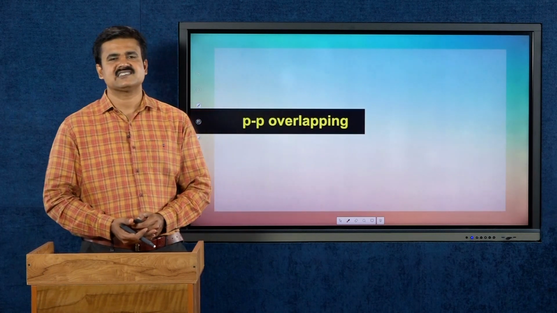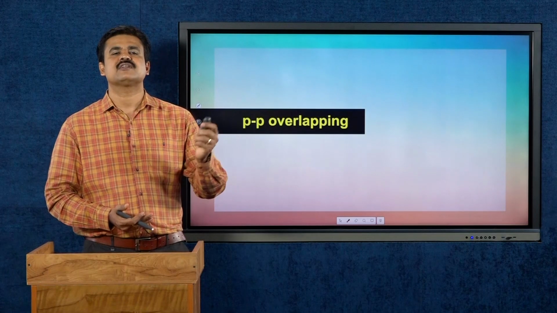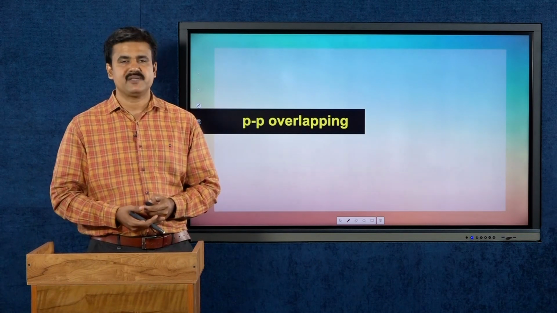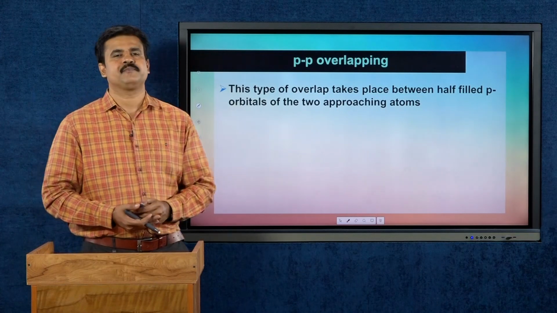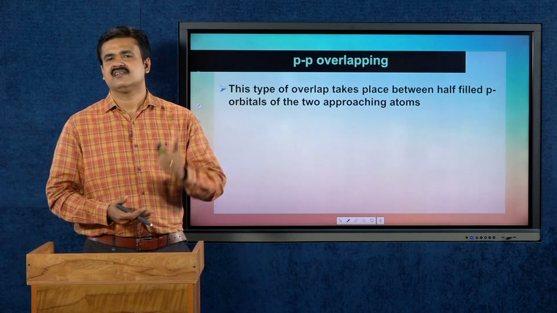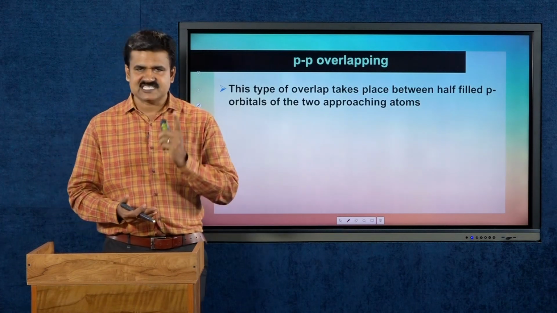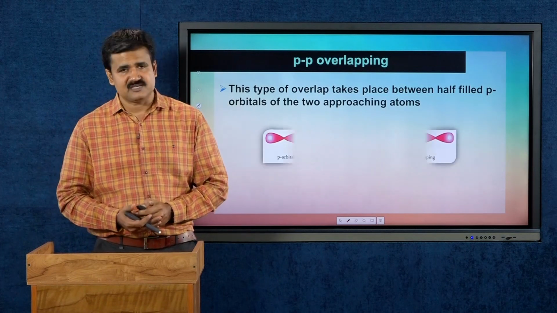Now we are discussing pp overlapping. As the name indicates, here there are two p orbitals that are going to overlap, and that is termed the pp overlapping. This type of overlap, as I mentioned earlier, occurs between half-filled p orbitals. This type of covalent bond takes place between half-filled p orbitals of the two approaching atoms.